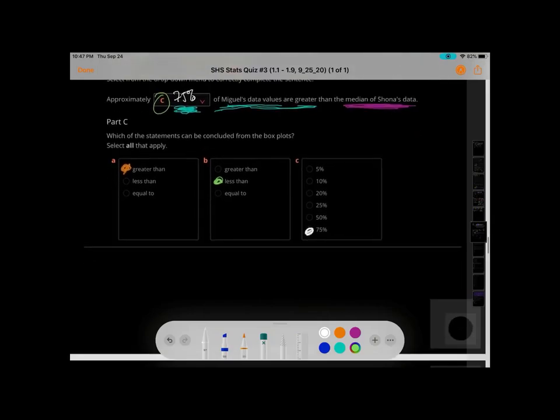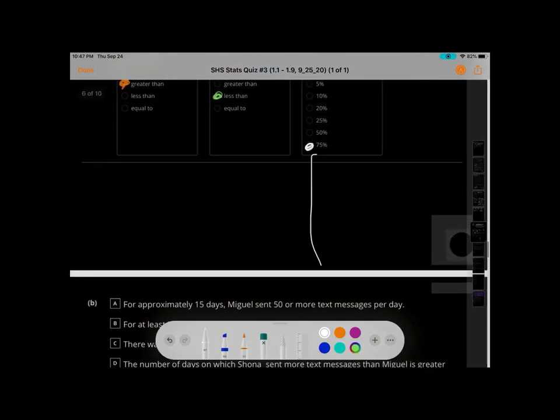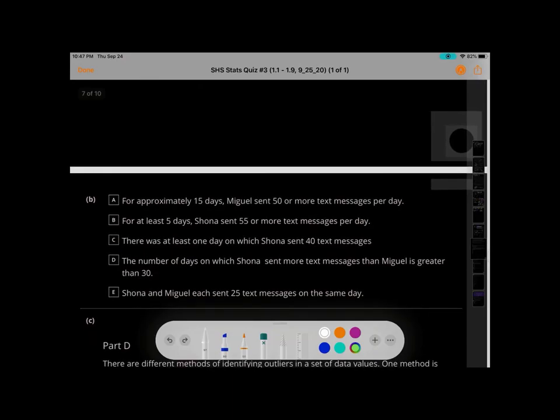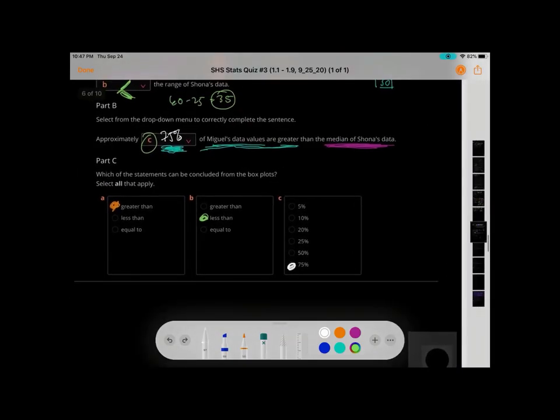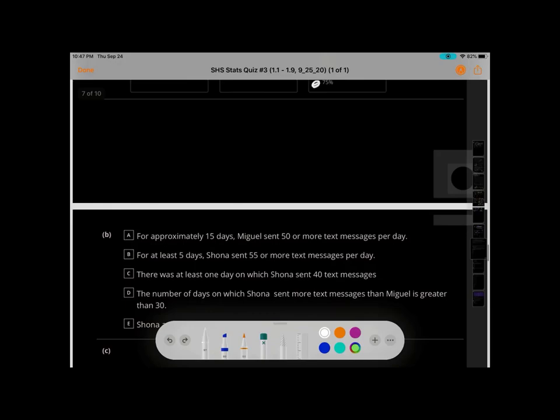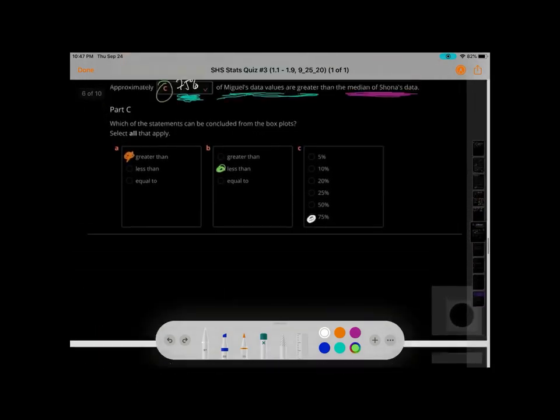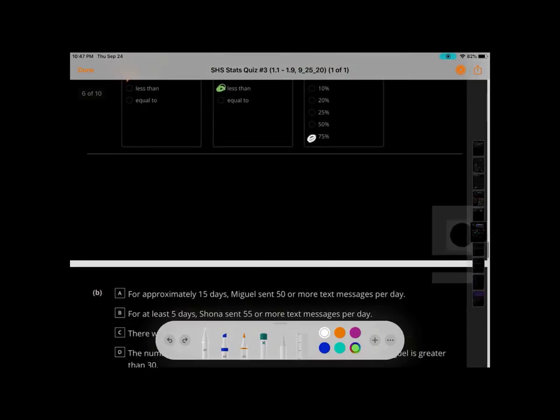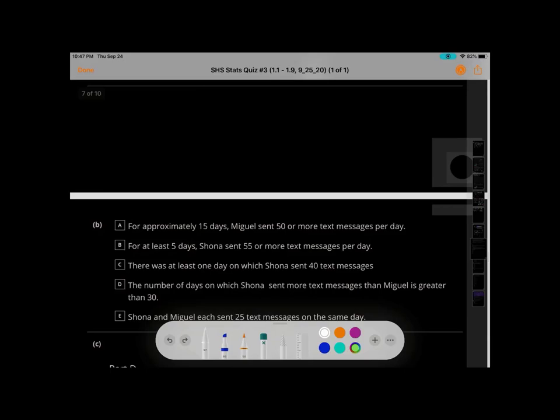Okay. All right, part B. I think we are supposed to answer: which of the statements can be concluded from the box plot? Select all that apply. I think from here I need to answer the questions. For approximately 15 days, Miguel sent 50 or more text messages per day.